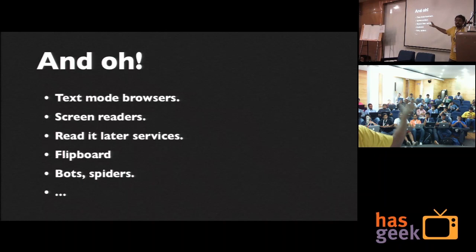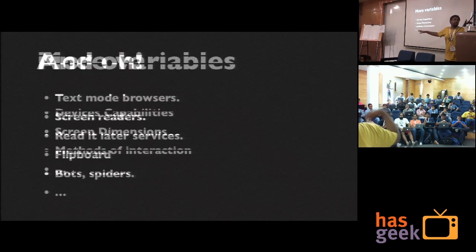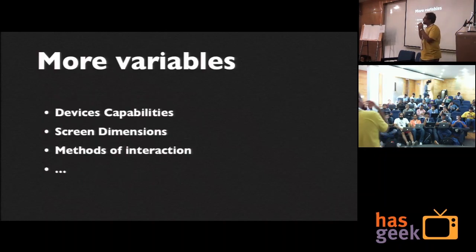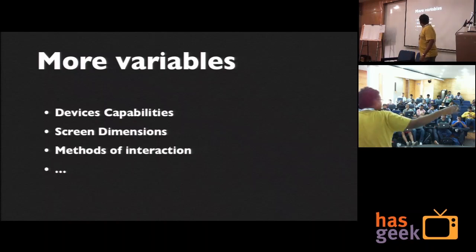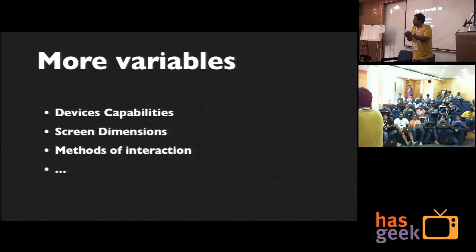And if the things that are consuming are not the only variable, there are more variables. Even if you say that I'm going for devices, hundreds of devices, different capabilities, all of them. Even if it's the same browser, maybe you're running Chrome on 5 different mobile devices. Maybe one has an older version of Chrome. Maybe one has a newer. Maybe the device capability is different. It functions differently. The screen dimensions are changing. The methods of interaction are changing. You had numeric keypads initially. You have full keyboards, QWERTY keyboards.